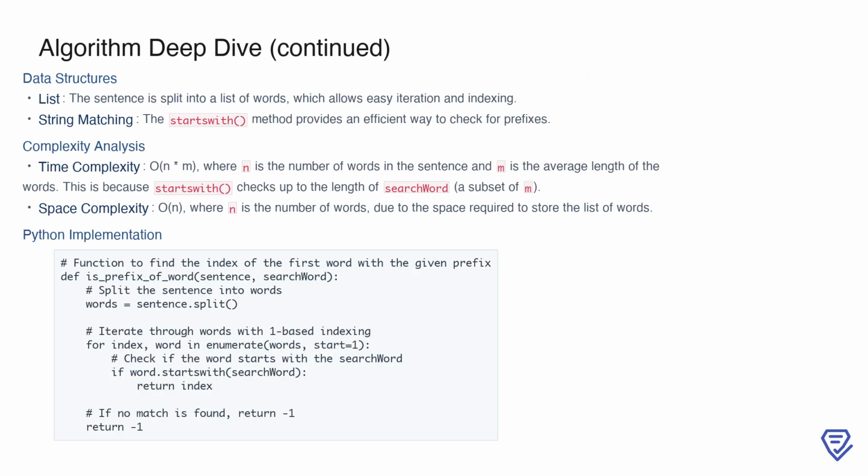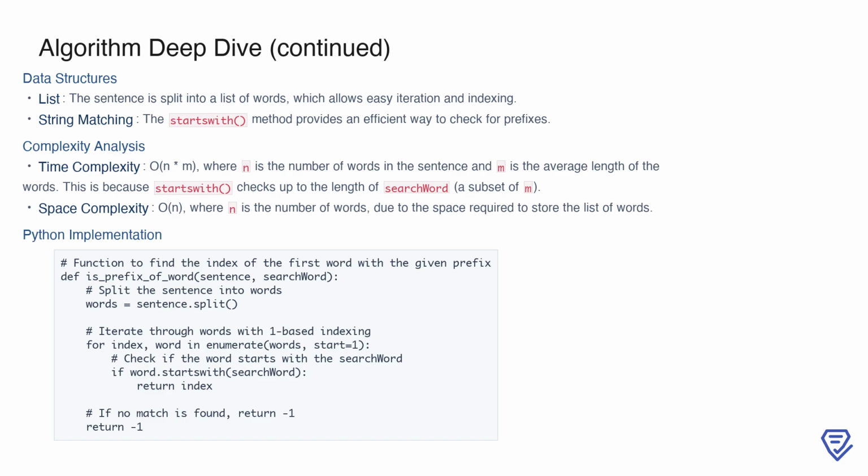In terms of data structures, this algorithm primarily uses a list to store the words obtained by splitting the sentence. This list allows for straightforward iteration and indexing. For prefix matching, the starts with method is used, which is specifically designed for efficient string comparisons.